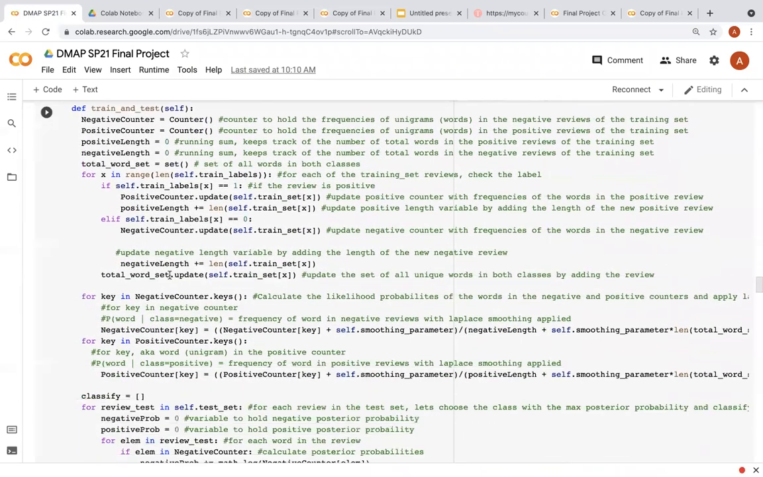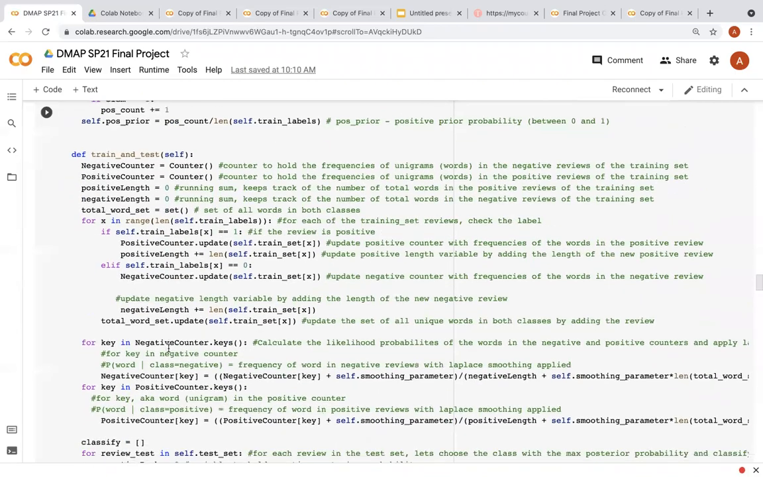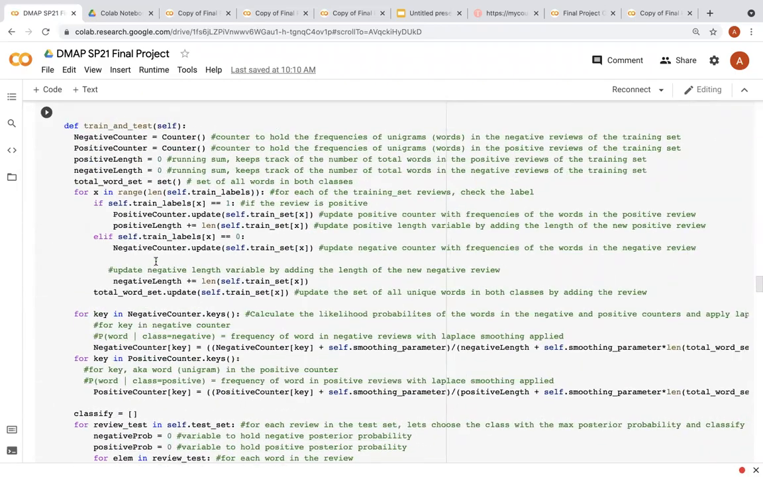So again, here is the training and the test implemented in my Naive Bayes class. This is the unigram. So I have counters that hold the frequencies of each unigram. I have length, which is just a running sum. This keeps track of how many words or unigrams there are in positive reviews total and negative reviews as well. And this is just a set of all words in both classes, so it just holds the unique words in both classes.